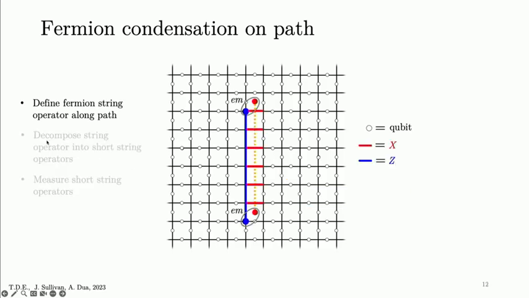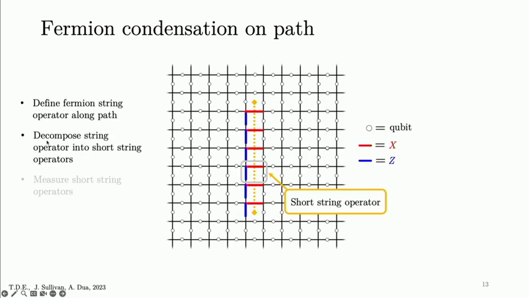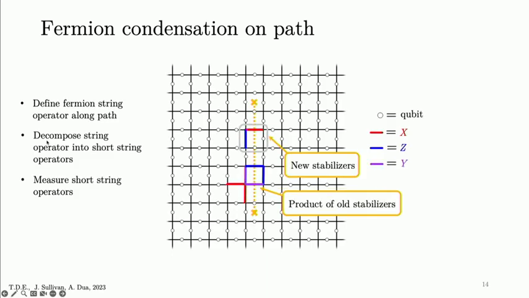In the first step, I'll define a string operator that creates EM anions. I'll decompose this string operator into short string operators. These short string operators generate all string operators along this 1-dimensional path. Then you'll notice that these short string operators are mutually commuting. In fact, their supports are non-overlapping. So there's no obstruction to simultaneously measuring these short string operators, and in doing so, we've condensed the fermions along this path. We now have new stabilizers.